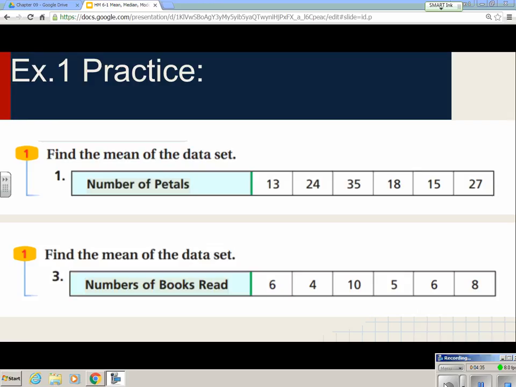All right, so for the first one, the mean was 22. And for number 3, you found out that the mean was 6.5. Remember that mean means average. So the average number of petals each of those flowers probably has is 22. The average books read by the group here is 6.5. Obviously, you didn't read half a book, or maybe someone did, but it's just the average. What's the average of all the things there? If you got those right, give yourself a pat on the back.